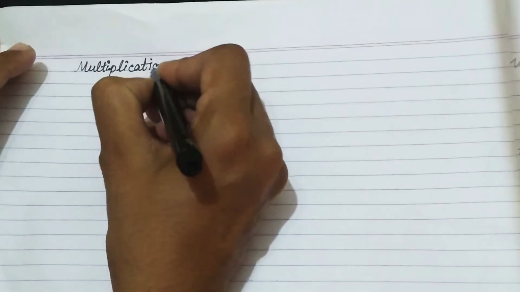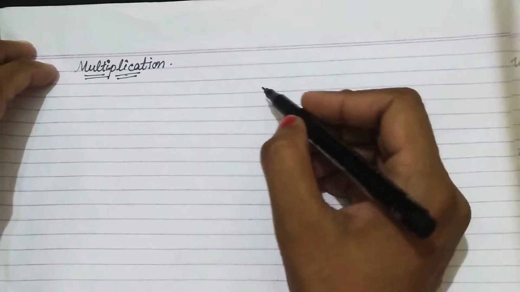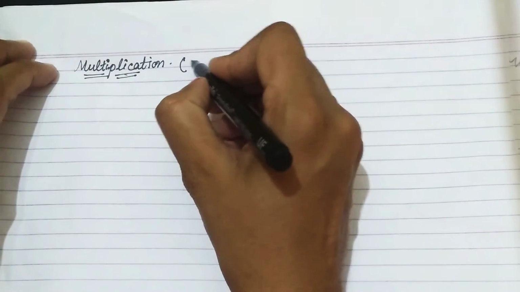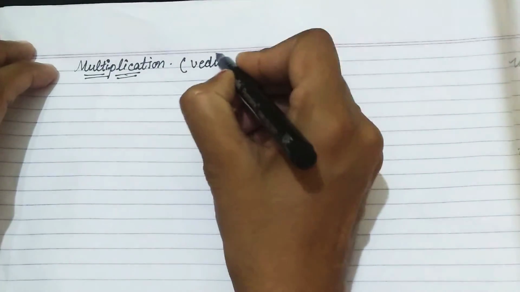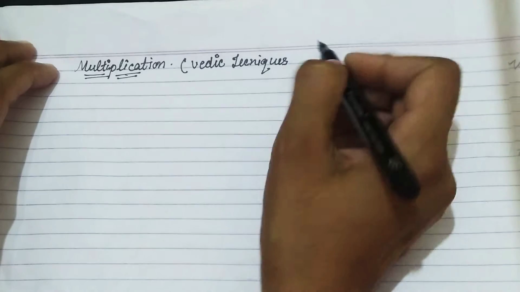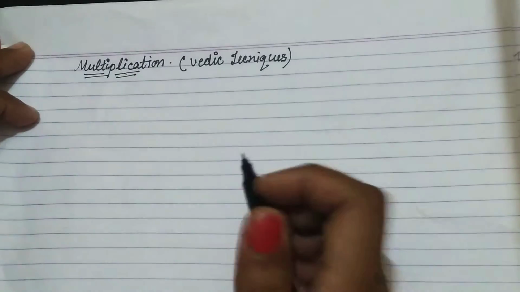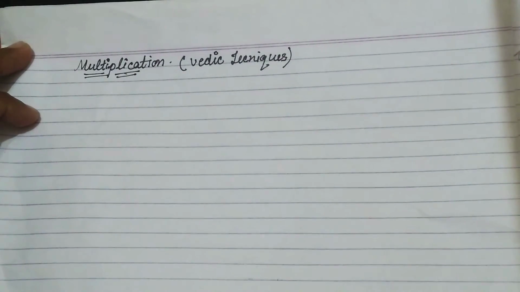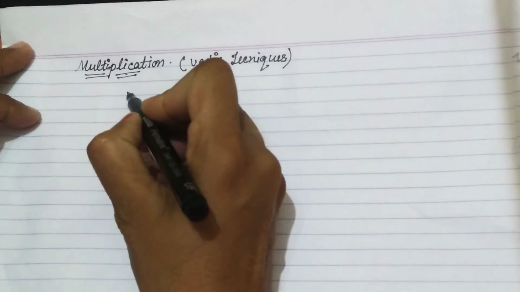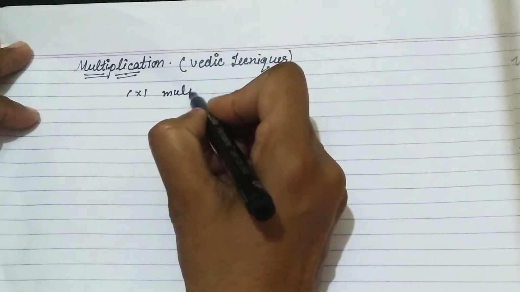Multiplication. As we know, multiplication is a long process. In my topic, we use Vedic techniques to solve this multiplication. And today we discuss only 1 cross 1 multiplication.